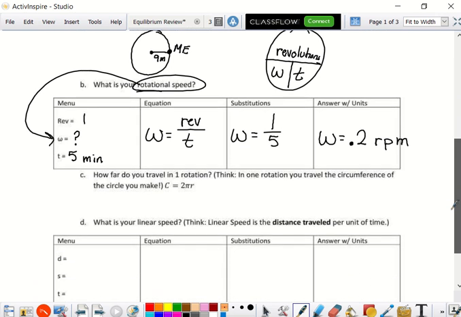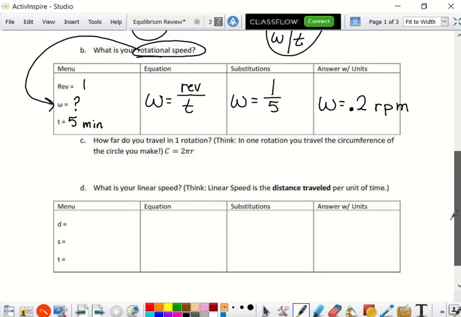All right, part C. How far do you travel in 1 rotation?